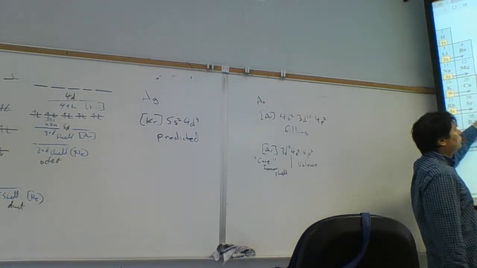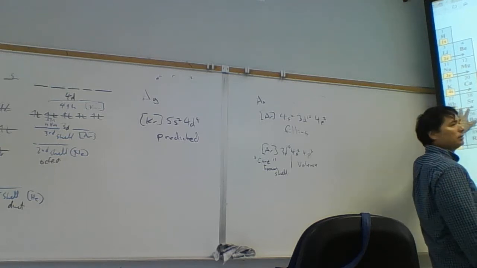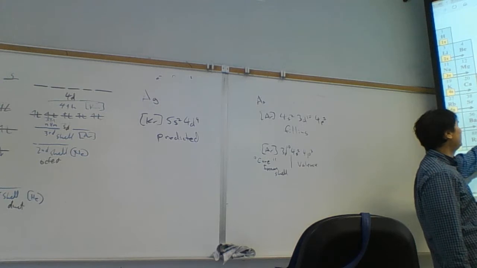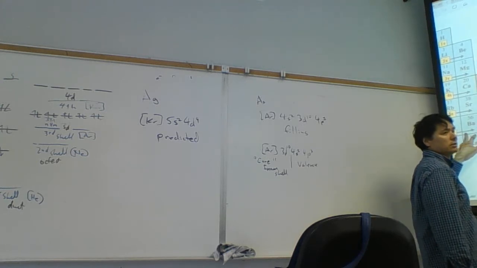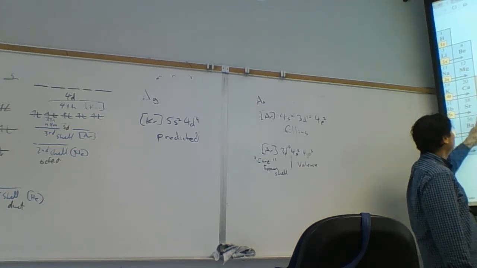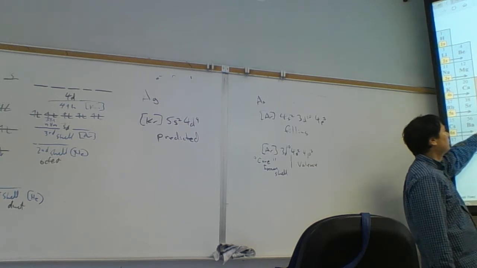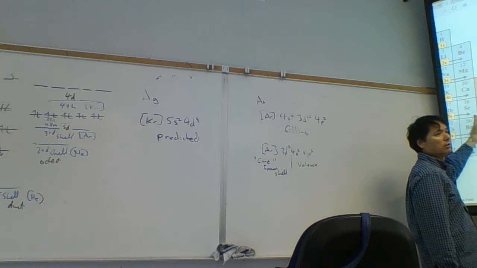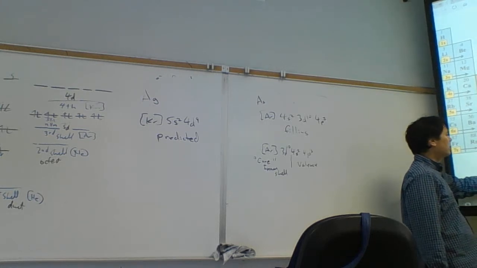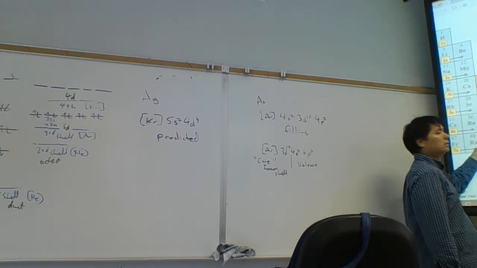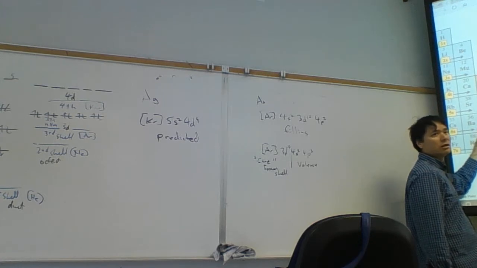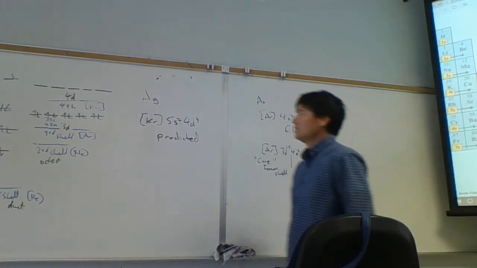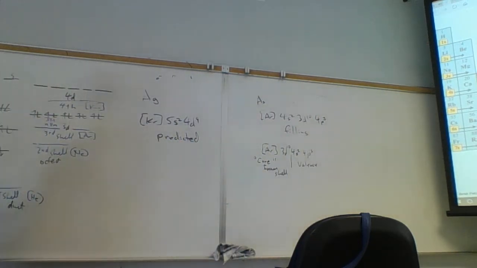So do we go to the 5d in the 4th shell? No, because the 5d are actually in the 6th shell. Do we go to the 4f in the 5th shell? No, because the 4f are actually in the 6th shell. And so it turns out, this is the end of the 5th shell.